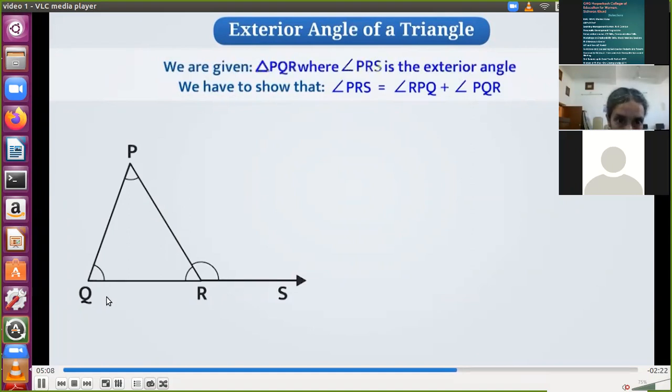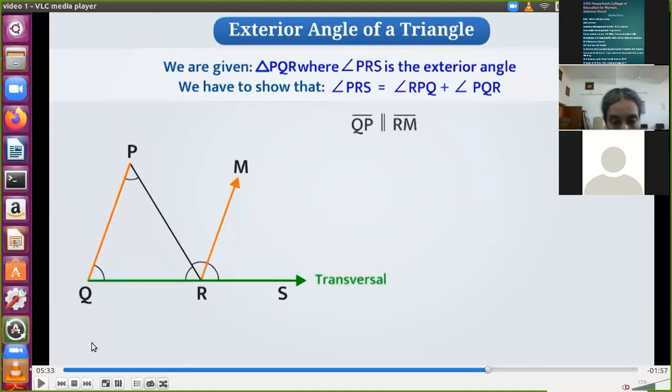Now, in order to prove this property, we will draw a line. We have drawn the line RM, which is parallel to the line PQ, and now QR, which is extended till point S, becomes the transversal of these two parallel lines.